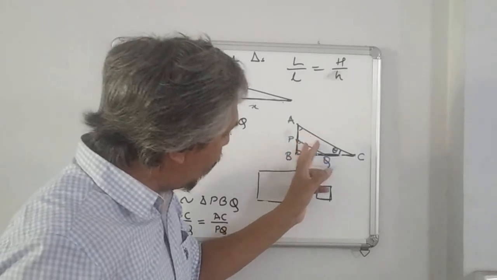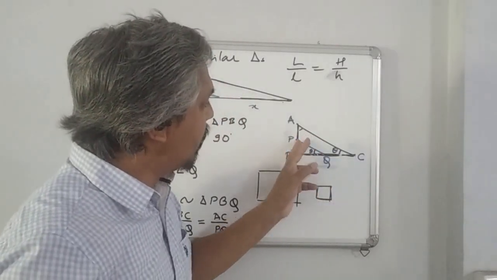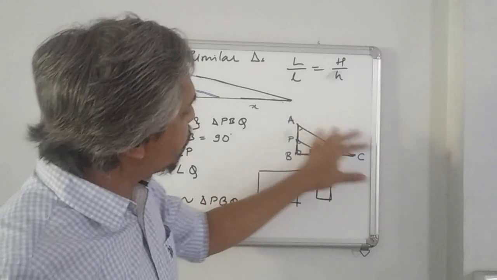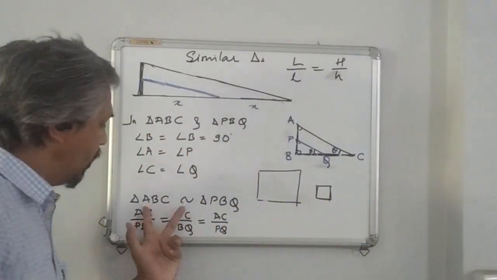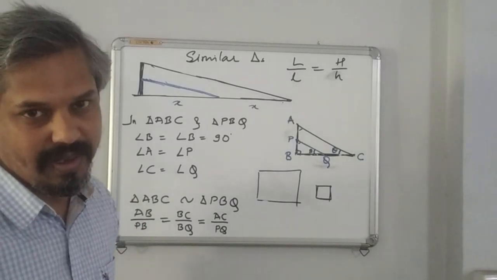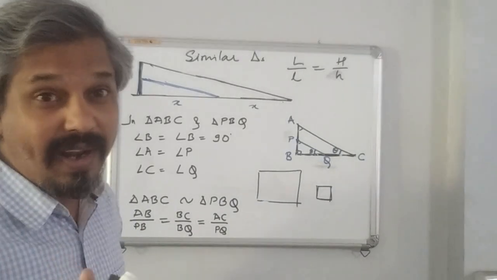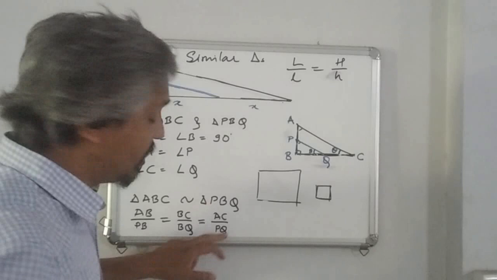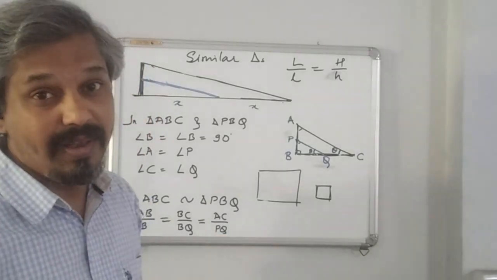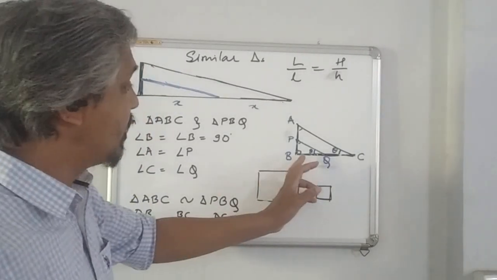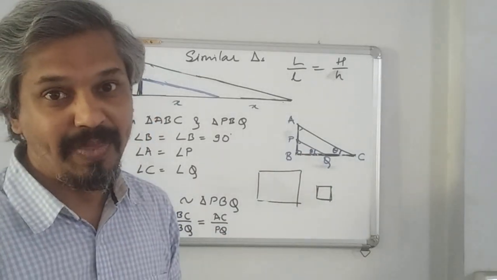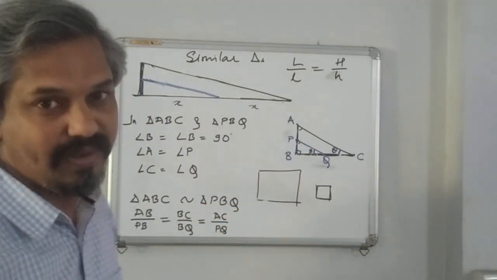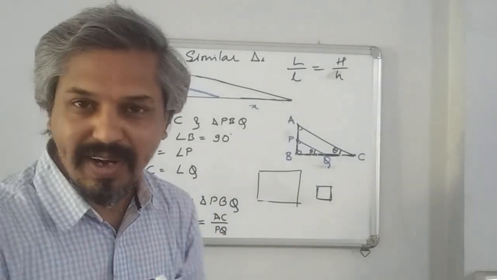So if all the angles of one triangle are equal to the corresponding angles of the next triangle, then these two triangles are said to be similar. And for similar triangles, the ratio of sides is equal. All the corresponding sides are proportional to each other. This is what a similar triangle is.